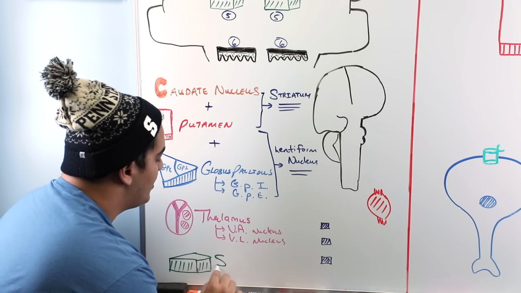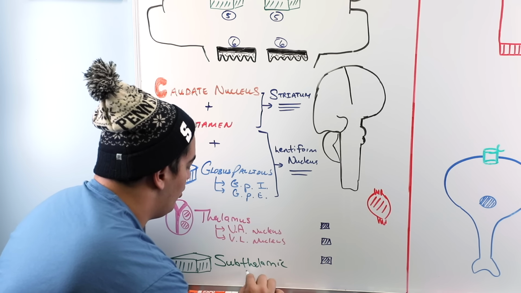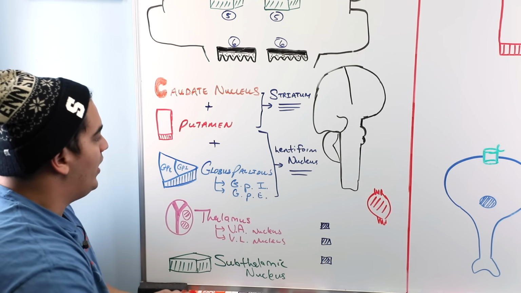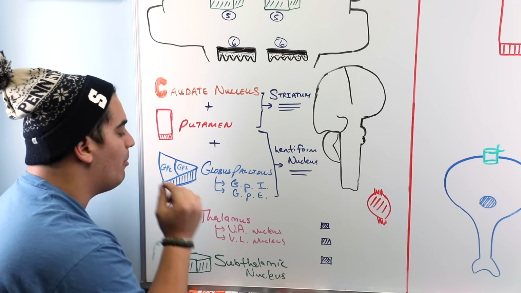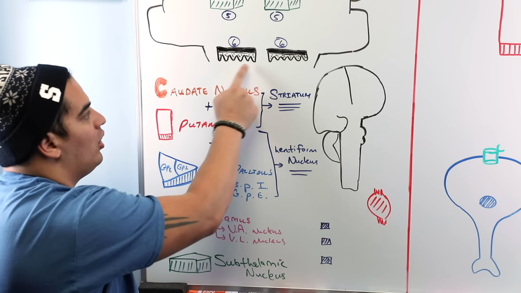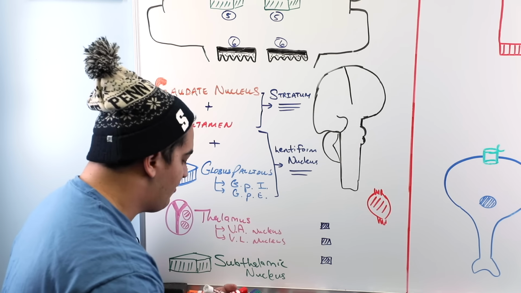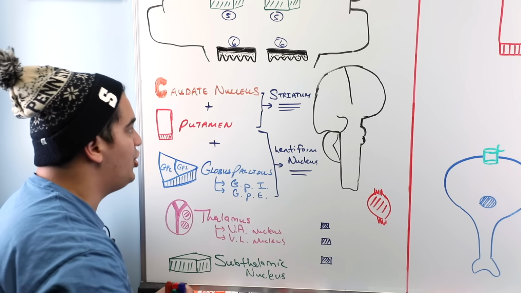This is called your subthalamic nucleus. Okay, so now we talked about these main ones. Remember, we talked about there was one last component, the sixth component. What is this? This is very important. What is this final structure here? This final structure here is called the substantia nigra.